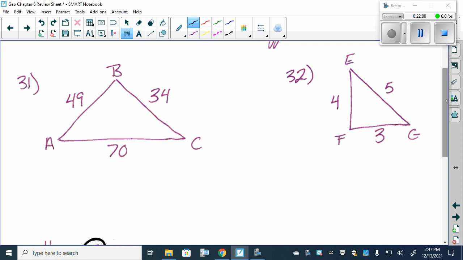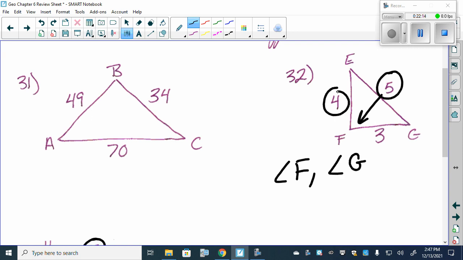Let's look at 32. Which side is the biggest? 5, which would make angle F the biggest angle. Then the next would be G, because it's opposite side length of 4, which leaves us with angle E. And that's it. Any other questions on 31, 32, or 33?